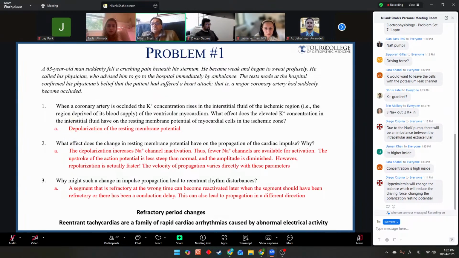Because potassium stops leaving from ICF to ECF, because there is a reduced gradient, and potassium is a cation, that will make the inside less negative or positive.